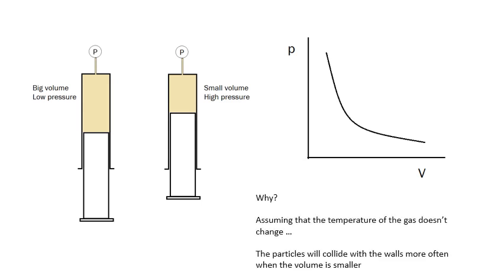Why? Well, assuming that the temperature doesn't change, we'll talk about that in the next video, the particles are colliding with the walls of the container. If the volume is smaller, it's going to take the particles less time to get there and back. So they're going to collide with the container more often. So the average force will be bigger, the pressure will be bigger.